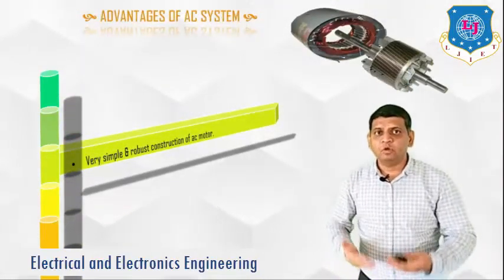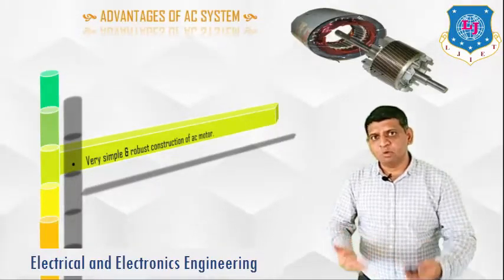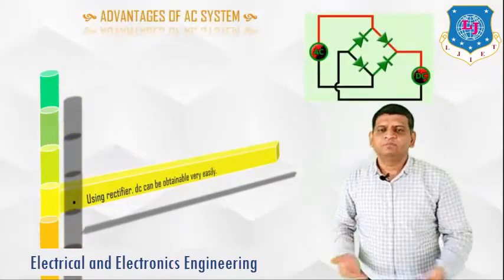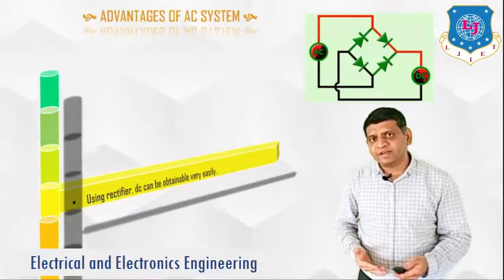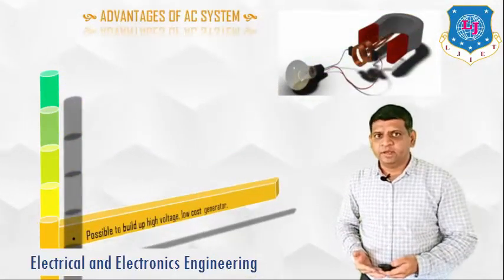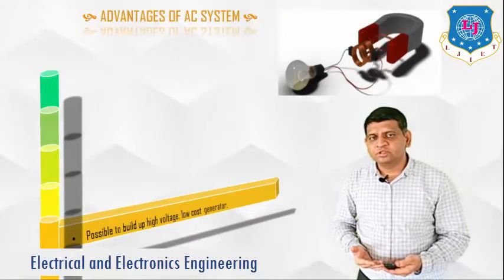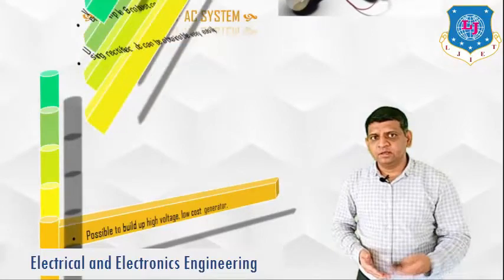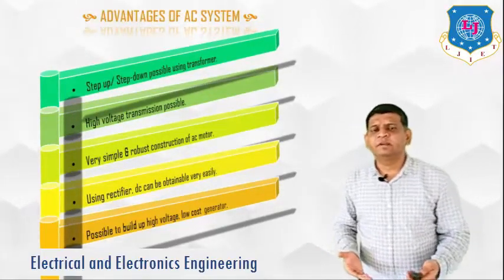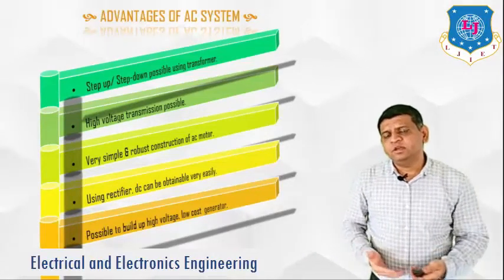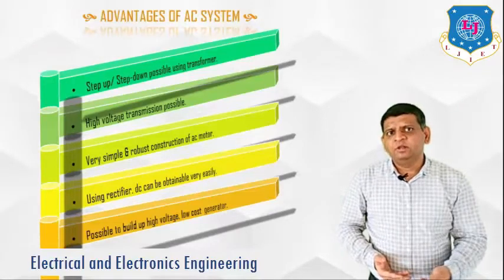The simple and robust construction of AC motors is possible. So here we can construct AC motors and alternators, all based on AC signals, right? Again, we can go for a rectifier circuit. Again, it's possible to build up the voltage of a low-cost generator. Everything is working on an AC signal, right? So all these advantages are related to the AC signal. So that's why we are using the AC signal in more than 80% of household applications, right?